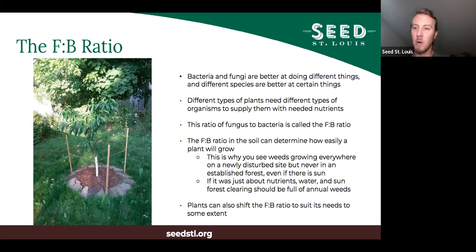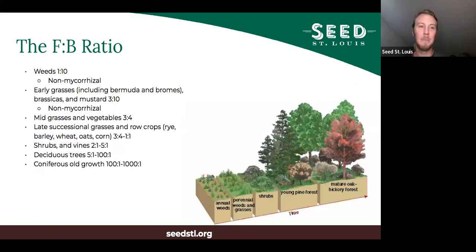But if you go to a healthy old growth forest, even if you get to a spot where there's a clearing, like a tree fell over and there's plenty of sun and maybe some exposed soil, you don't see amaranth and lamb's quarters and foxtail grass growing all over the place, even though there's nutrients, there's water, there's sun. Why is that? Again, the reason is the fungal to bacterial ratio, it turns out. And plants can actually shift this to some degree to get what they want, because they'll release exudates that encourage the organism that they want more of. This just gives you an idea here.